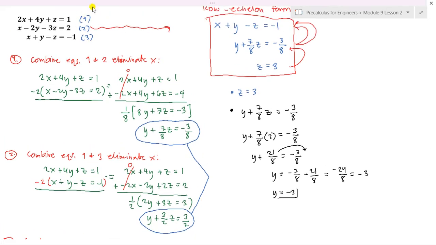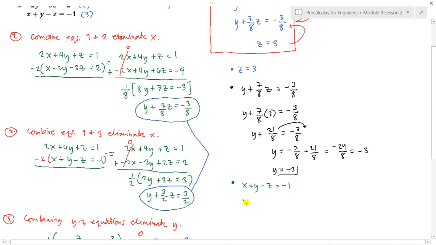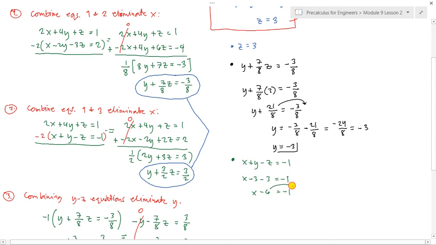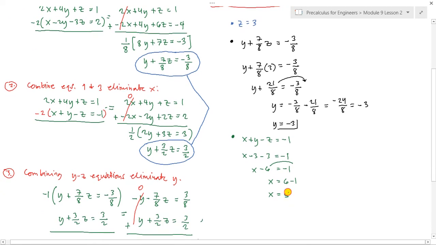Now, solving for x, we use equation number 1 in row echelon form: x plus y minus z is equal to negative 1. Y is negative 3, so minus 3. Z is 3, so minus 3, is equal to negative 1. This becomes x minus 6 equals negative 1. Transposing to the other side, x is equal to 6 minus 1. That is x equal to 5.